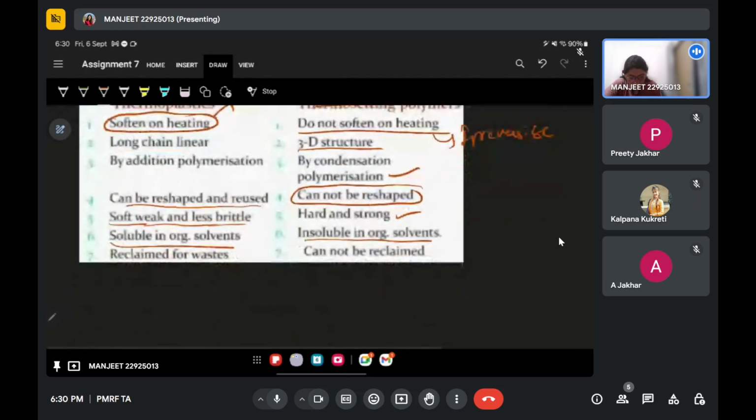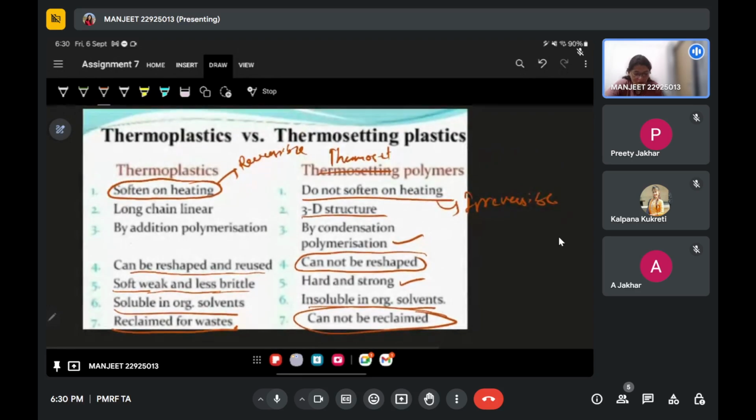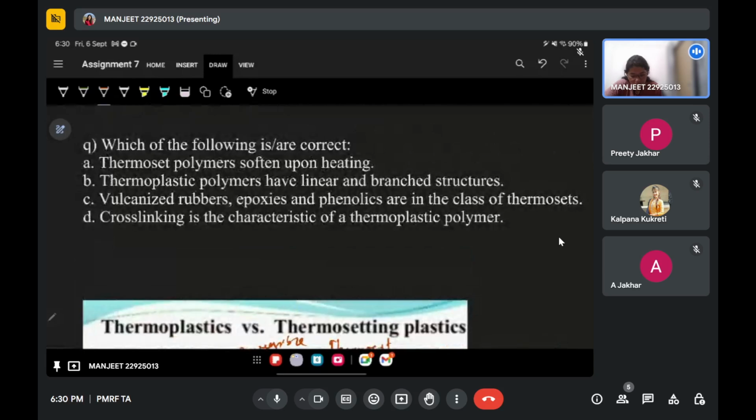In the same part, thermoplastic can be reclaimed from waste because it is reversible, but a thermoset, once it is used, can't be used for another shape. This is the irreversible process. So this is all about the thermoplastic and the thermoset. Now in question 5, you have to tell which of the following statements are correct.